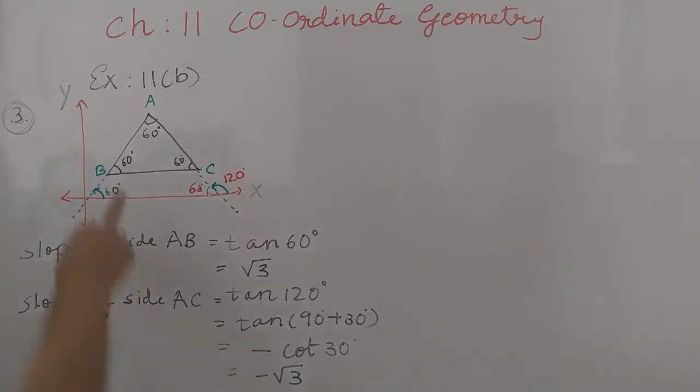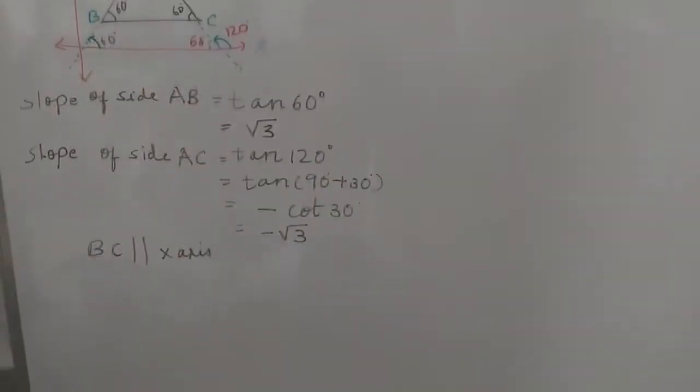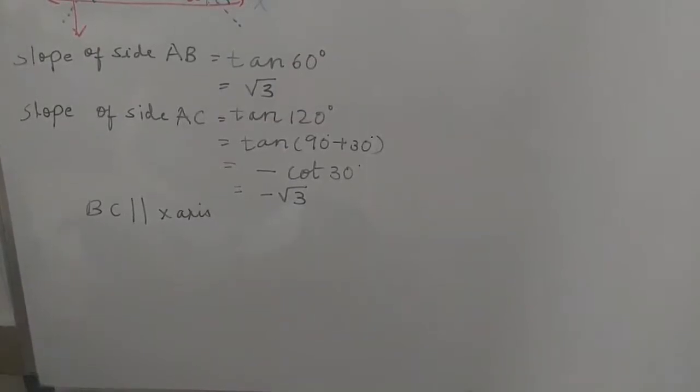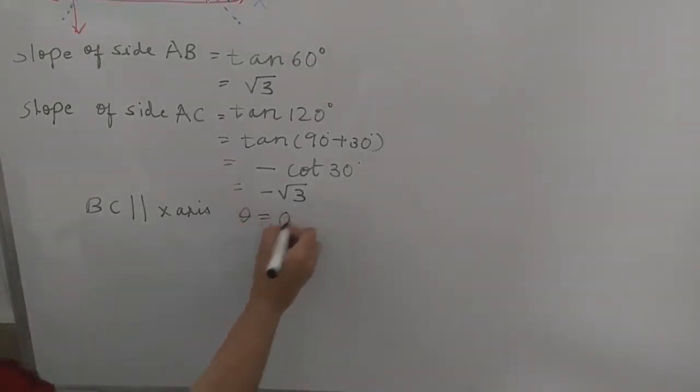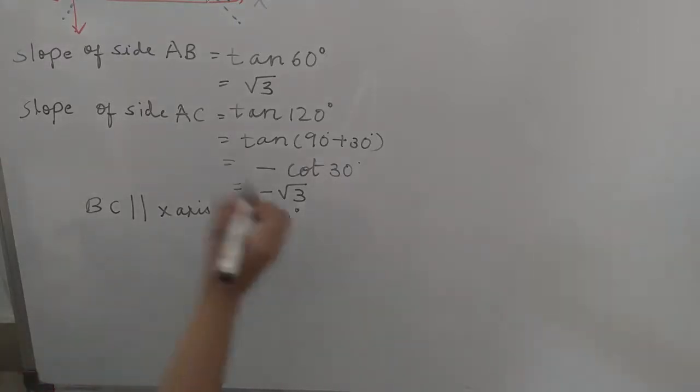Now let us take third side. See, BC side is parallel to x-axis. It means it does not form any angle with x-axis. If it does not form any angle, means the angle is 0. So BC is parallel to x-axis. Therefore theta is 0. I write here theta 0. So it will not form any slope. So students, you understand here that slope m is equal to 0 here.